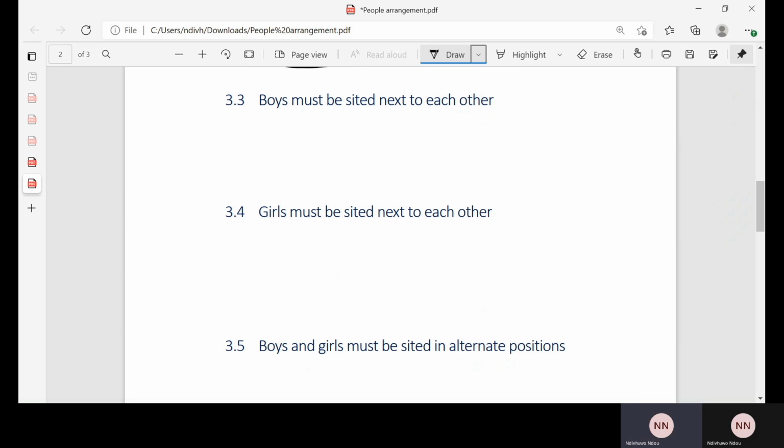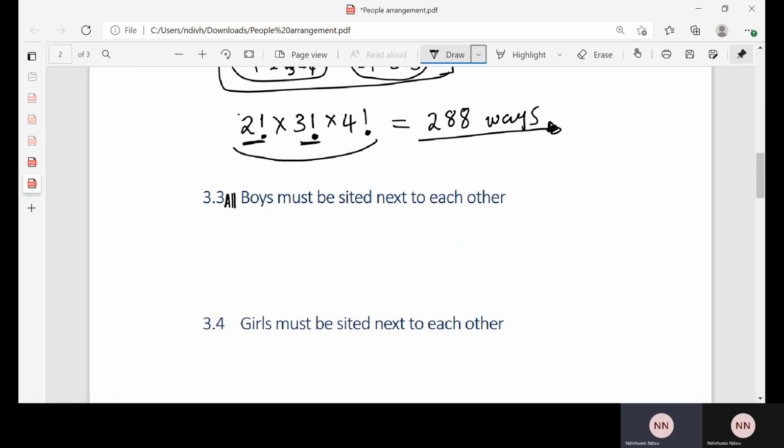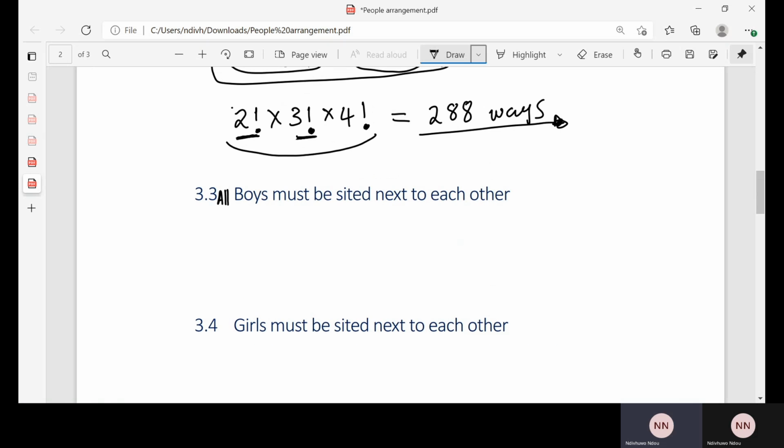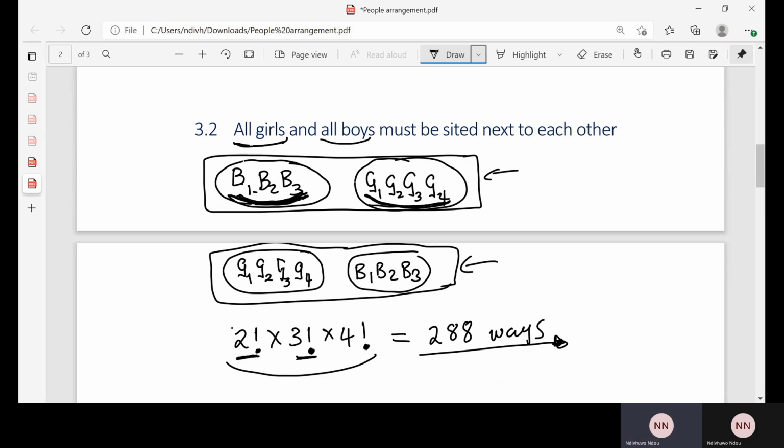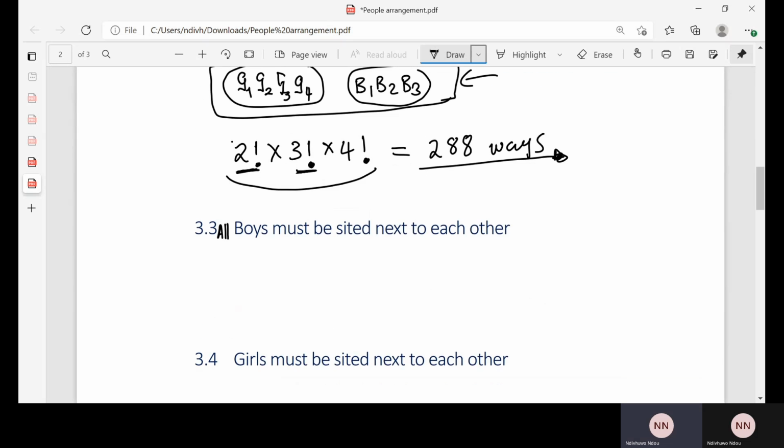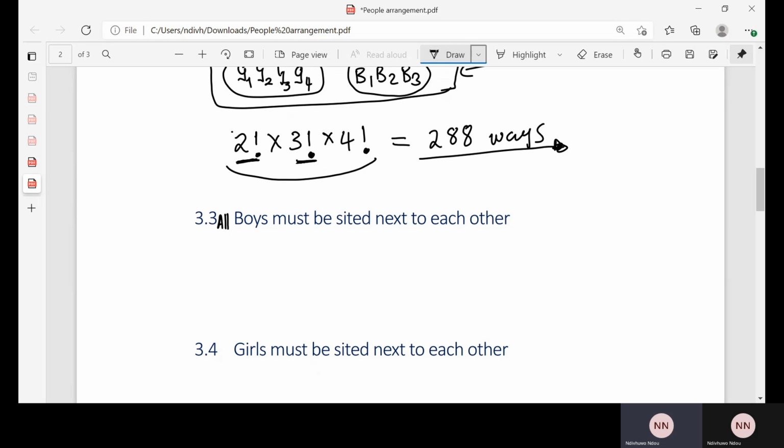If all boys, okay, sorry about this, I must have forgotten to include "all". If all boys must be seated next to each other, determine the number of arrangements that can be made. So this case is quite different from the previous one, 3.2. This is because in this one, they're saying only all boys must be seated next to each other. It means girls can be seated in different positions like that, but boys must be seated next to each other.